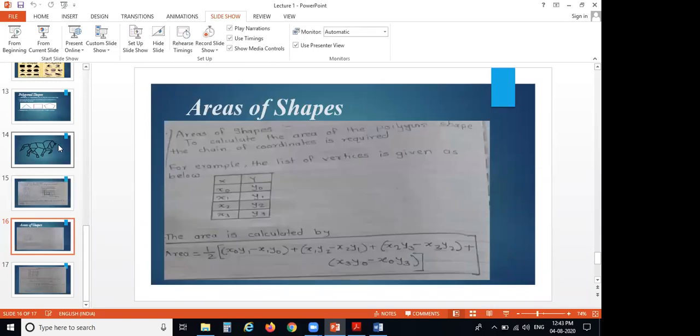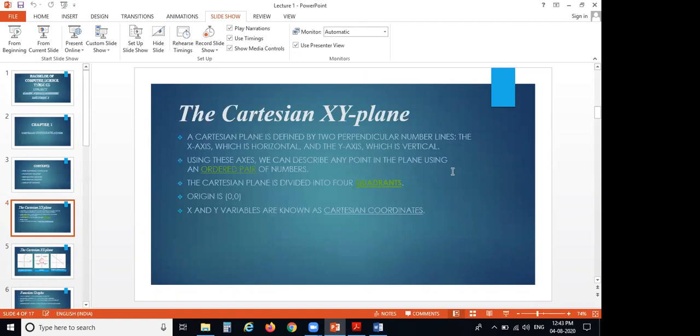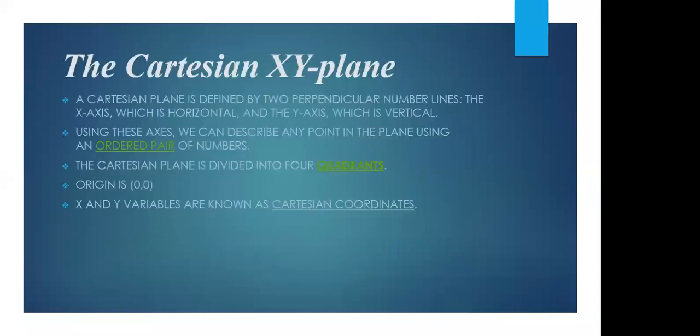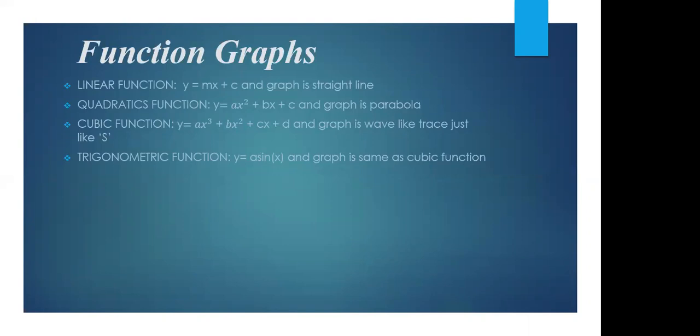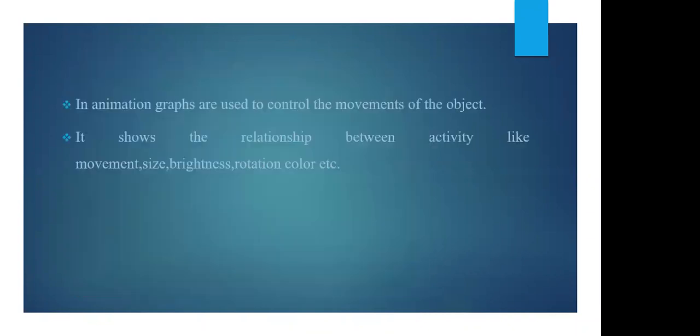So we can use this concept in game programming, just like the Cartesian XY plane. The Cartesian XY plane is a must in game programming. So again, this is the Cartesian XY plane, and it contains the basic concepts. Then the second one, function graphs. There are different types of function graphs, and they are used in game programming. These shapes are used in games.